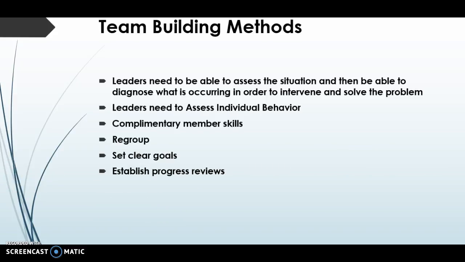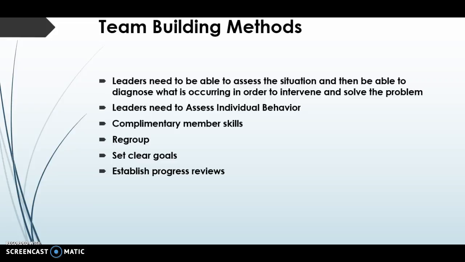Team effectiveness can be measured by assessing different elements of a team. Leaders need to have the ability to assess the situation and diagnose what's occurring in order to intervene and solve the problem before it gets out of hand. Leaders need to be engaged amongst the team to be able to increase involvement and engagement of the team members. These are some of the team building methods that will help achieve team effectiveness in the workplace.